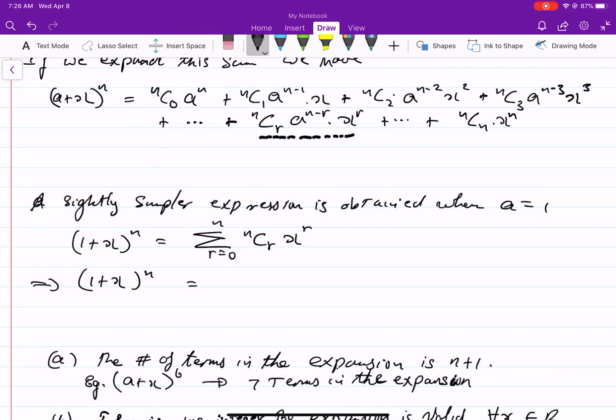Anyway, a slightly simpler expression is obtained when a is 1. 1 plus x to the n instead of a plus x to the n. N still, by the way, being a positive integer. 1 plus x to the n is given by the sum from r equals 0 to n of nCr x to the r. So this would have been a equal 1, sorry. This would have been nC0 plus nC1 times x plus nC2 times x squared plus nC3.